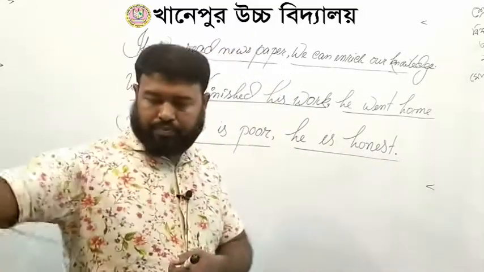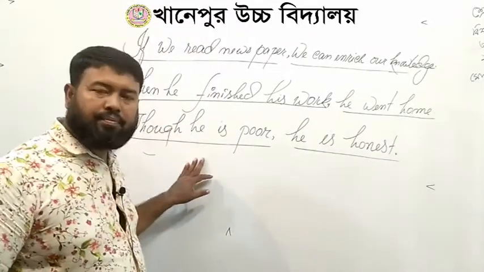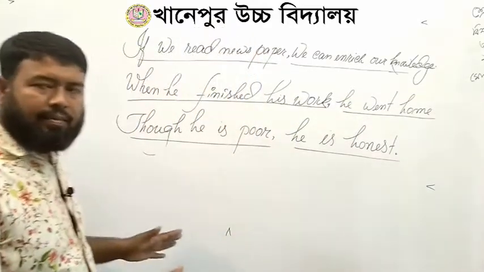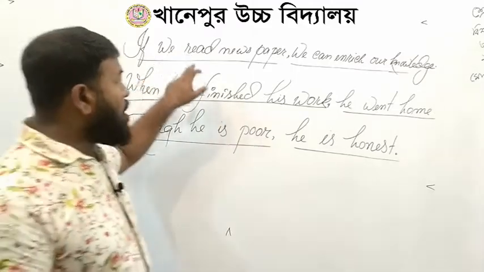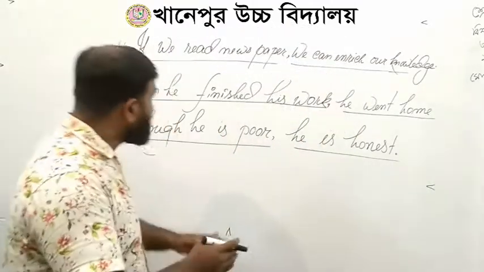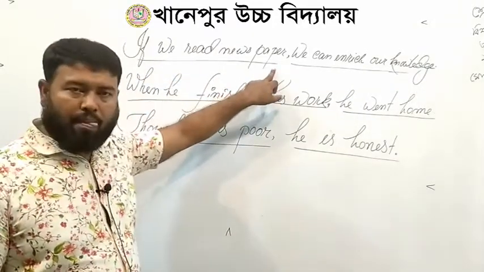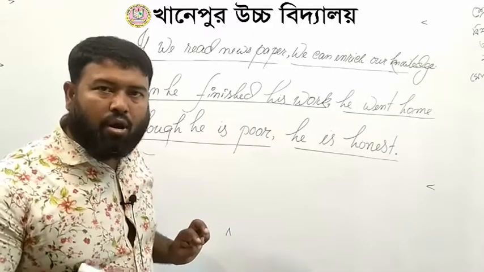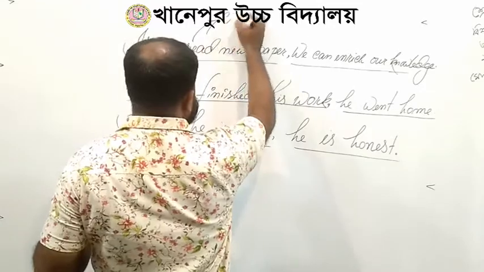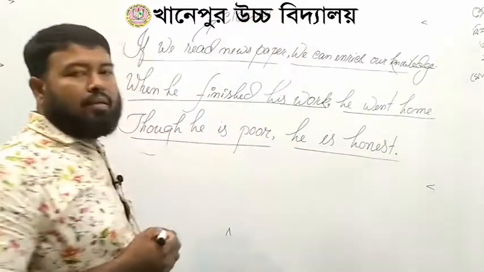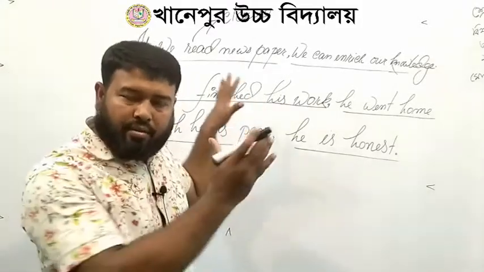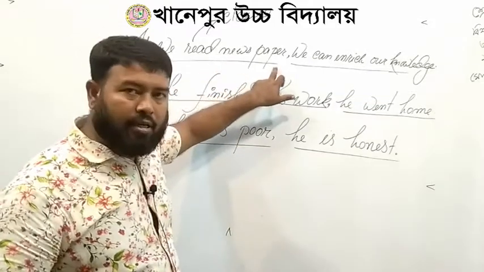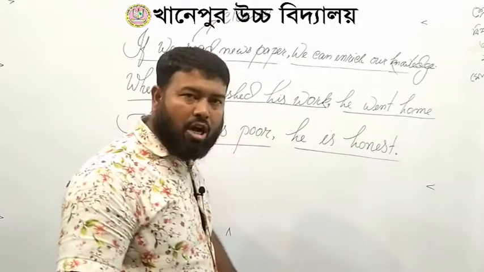My dear students, do you know what this part is? Here, two parts. One part is depending on another part. Now we can see, if we read newspaper, it is called a clause. I'm going to discuss the clause after some time. At first, this is a clause: if we read newspaper. Another clause: we can enrich our mind.